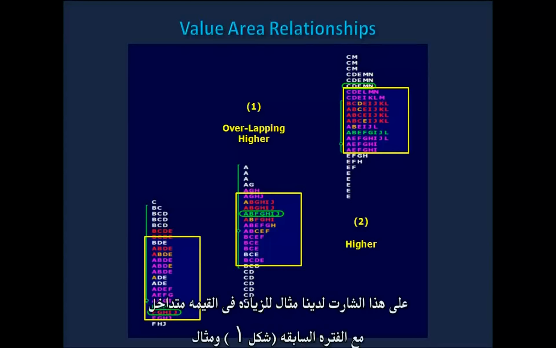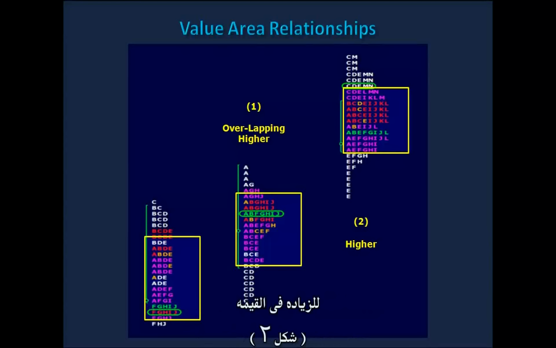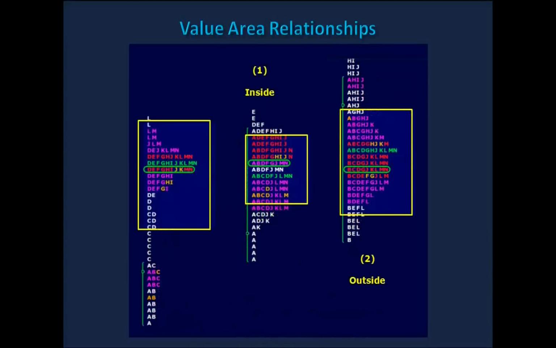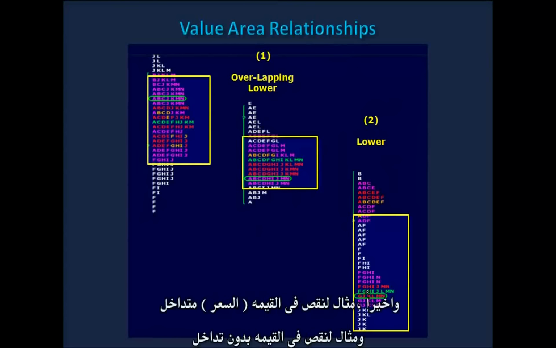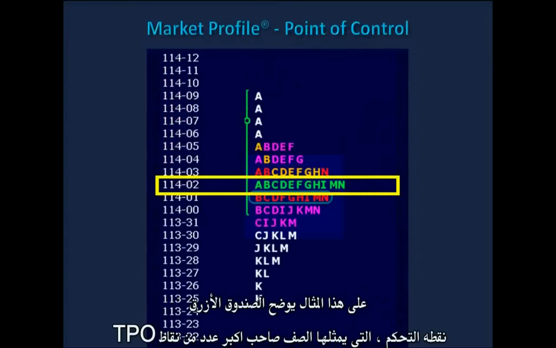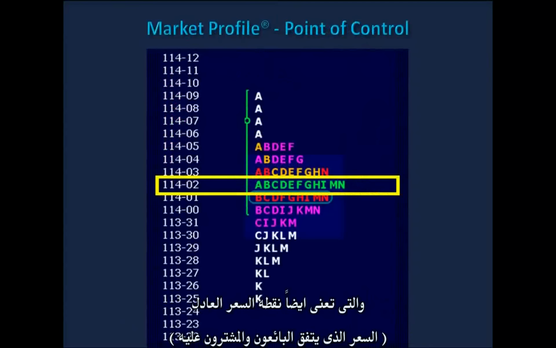On this chart, we have an example of both overlapping higher value, shown in number 1, and higher value, illustrated by number 2. Here we see an example of both inside value and outside value. And finally, we have an example of both overlapping lower value and lower value. On this chart, the yellow box highlights the point of control, which is the longest row of TPOs closest to the center of the range, and it's also known as the fairest price where trade was conducted.